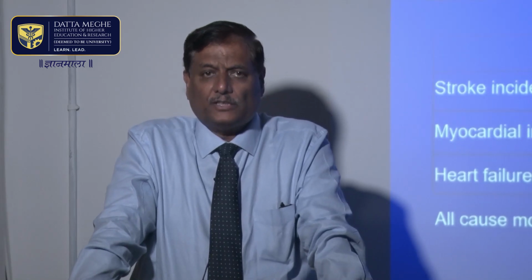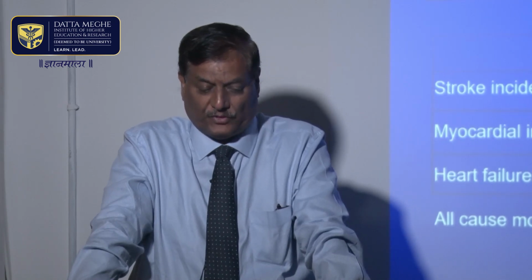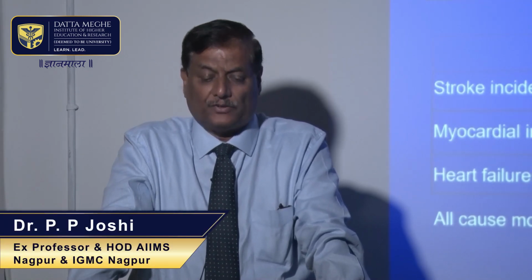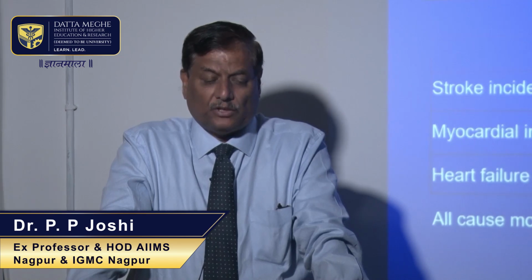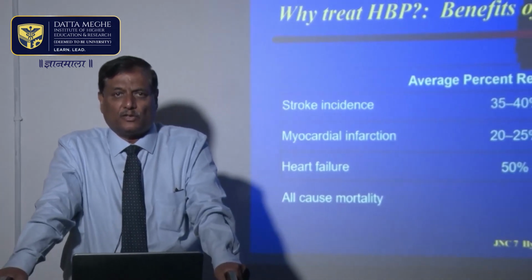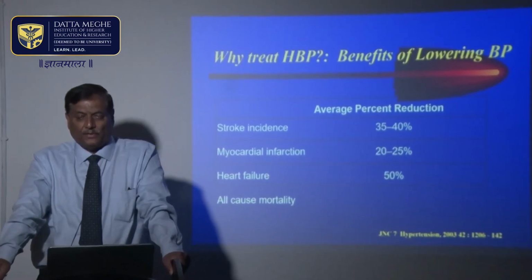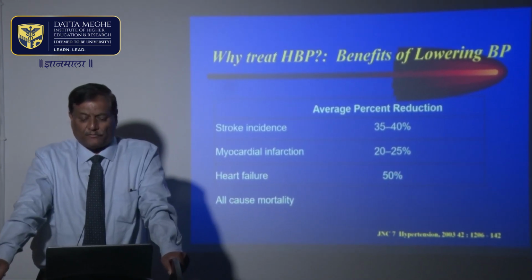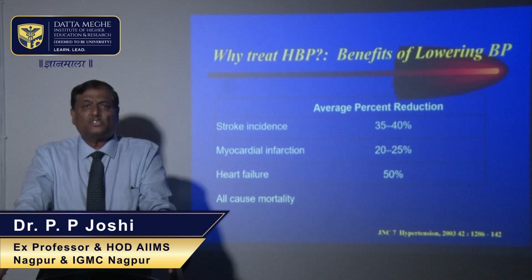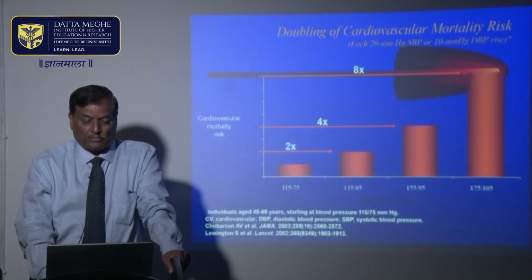Because what is the evidence from trials or from clinical studies which have shown benefit on lowering blood pressure? When we control blood pressure in patients who have hypertension, it reduces the incidence of stroke by nearly 35 to 40%. Maximum impact is on reduction of stroke. It can reduce heart attacks by 20 to 25%, can reduce the incidence of heart failure by 50%, and also reduces all-cause mortality. So, there are tremendous benefits of controlling blood pressure and lowering the blood pressure to normal.